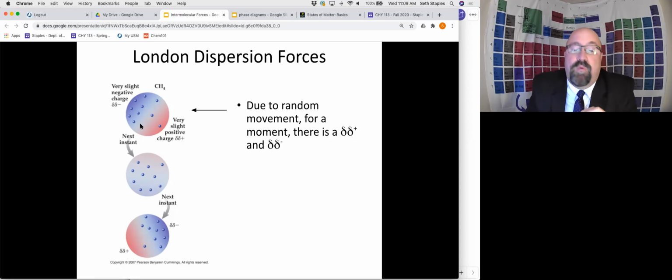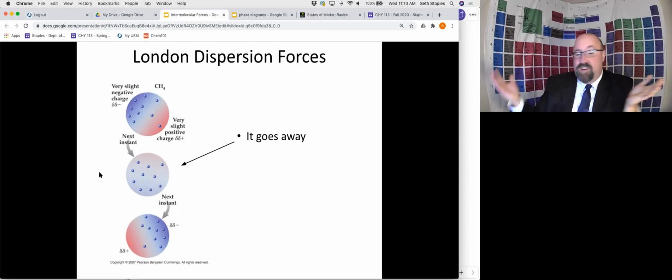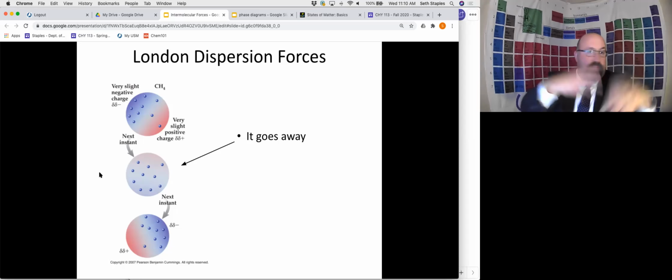Not nearly to the point of the charge separation that we talked about with polarity. But we can envision that, right in this snapshot in time, there are more electrons over here. So we start to build up a little bit of negative charge over here and a little bit of positive charge over here. If we take a quick snapshot of the molecule, we might see this. In the next instant, it's just going to disappear because the electrons are still all moving around, and things will be evenly distributed again.